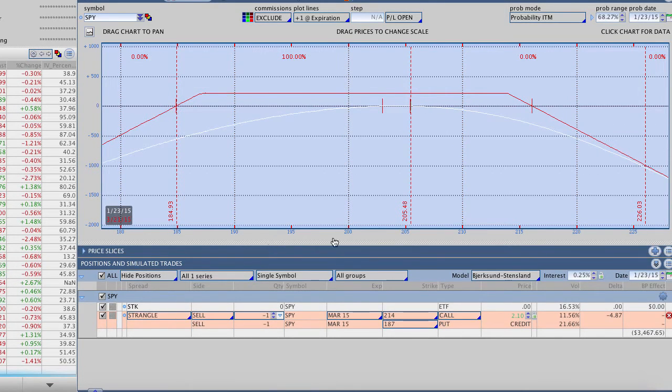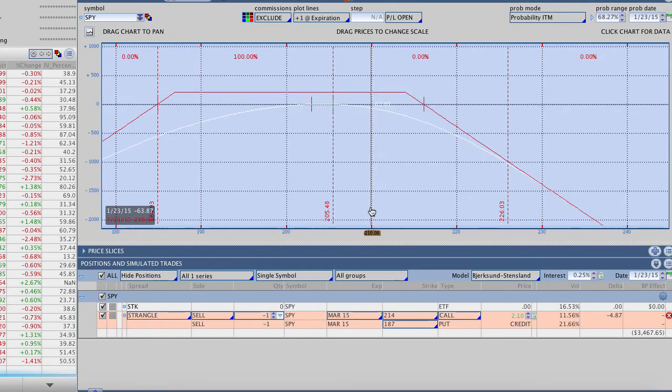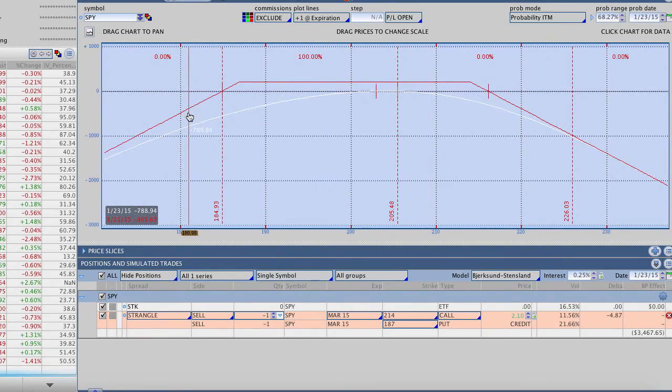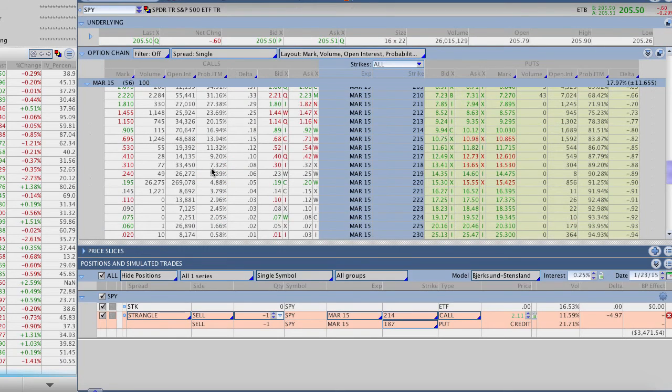This is just a simulated trade that I put on today in SPY. You can see SPY right now is trading about 205.48. And I decided, just for the sake of starting this, that we're going to sell the 214 call and the 187 put on either side of the market. Now, each of those sides is at about a 15% probability of success.